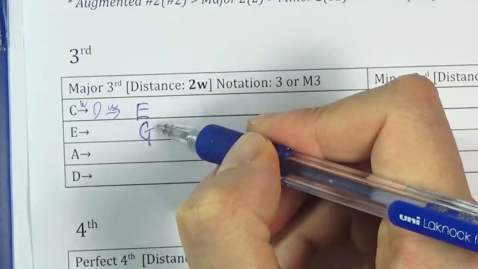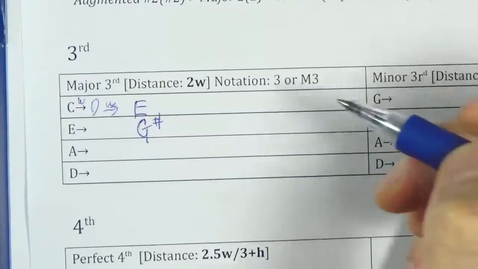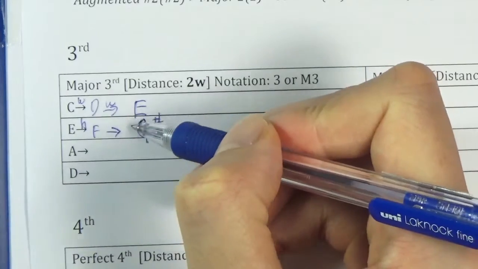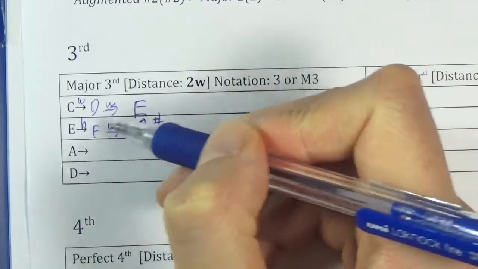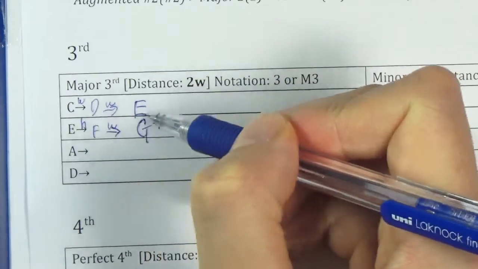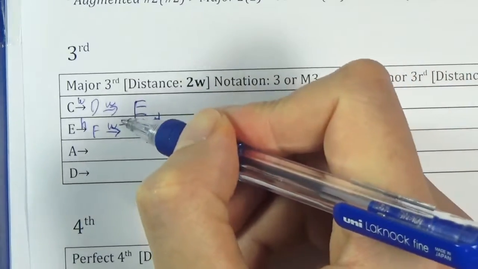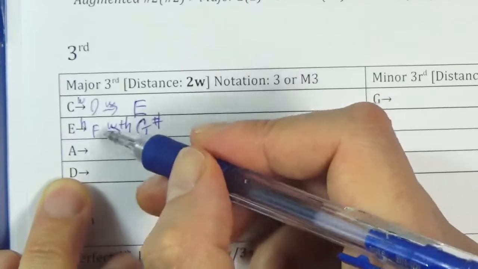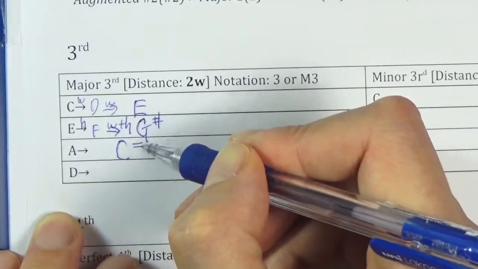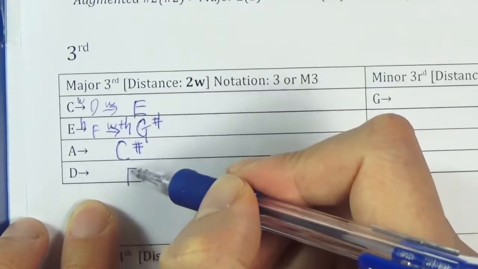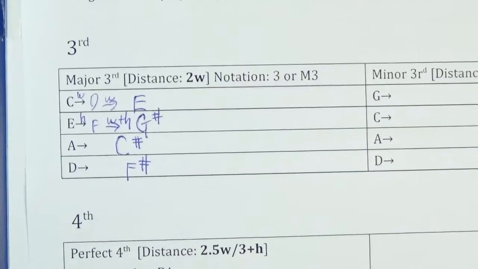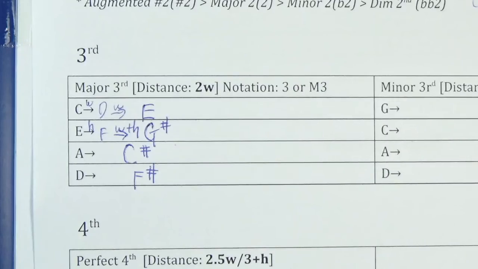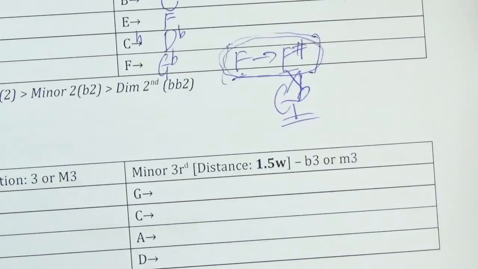E to G is actually a minor third. You can just go like this: E to F, a half step. F to G, a whole step. So it's only 1.5. I have to make this one larger, so right now it's two whole steps apart. Same case here: C sharp. D to F sharp. Right now you should be pretty familiar with this. So let's go to minor thirds.